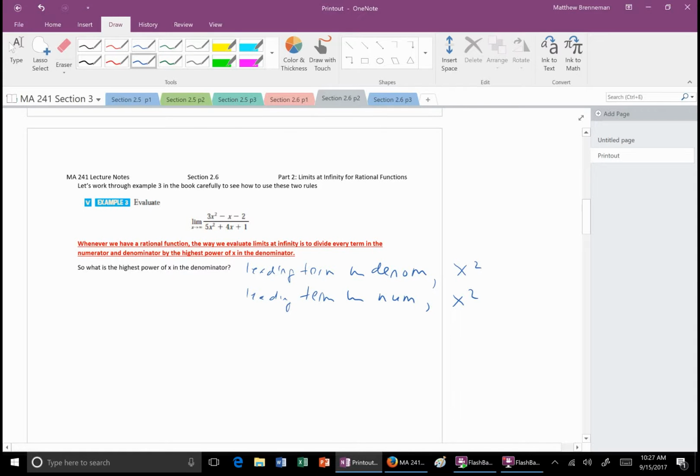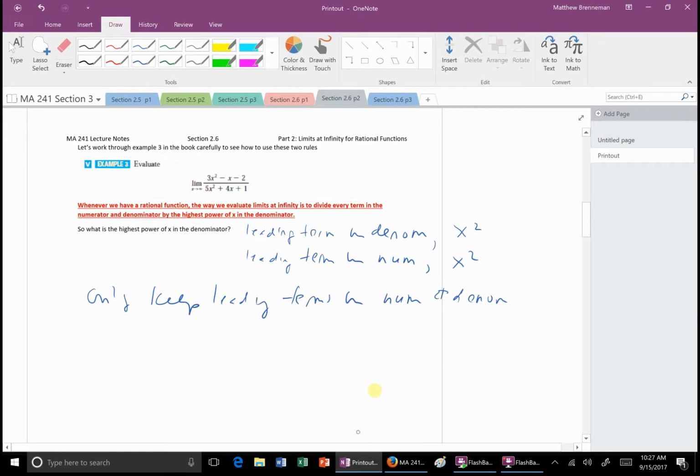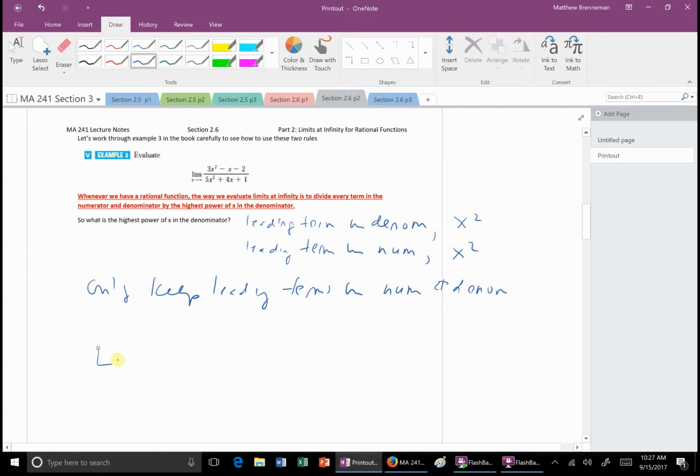So I'm going to only keep the leading terms in the numerator and denominator. And so now I'm going to get this. I just drop everyone else. I just ignore. So I have 3x squared over 5x squared.